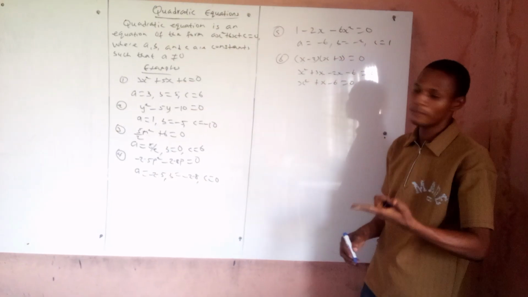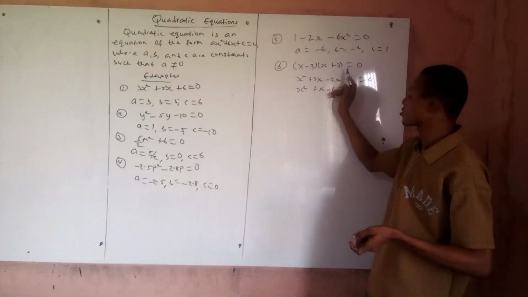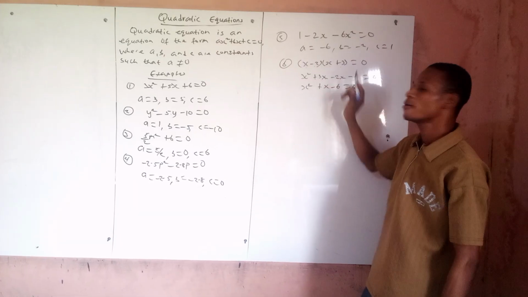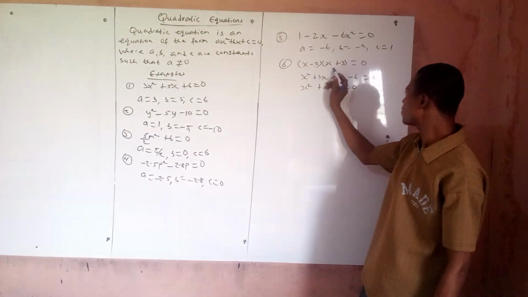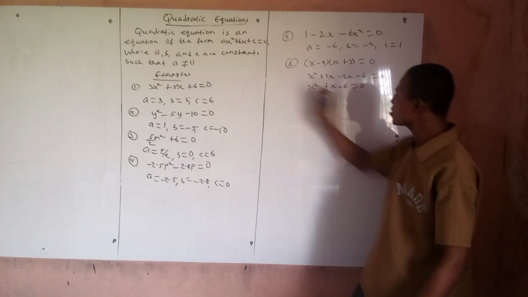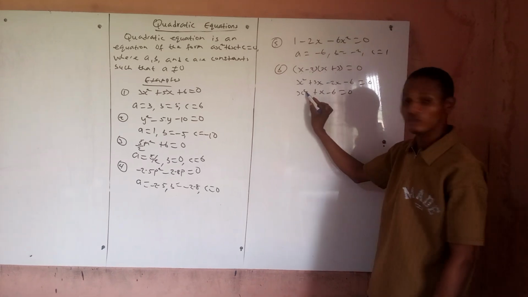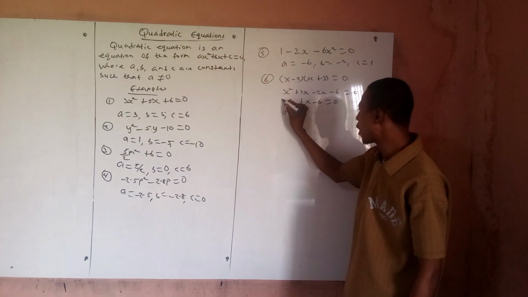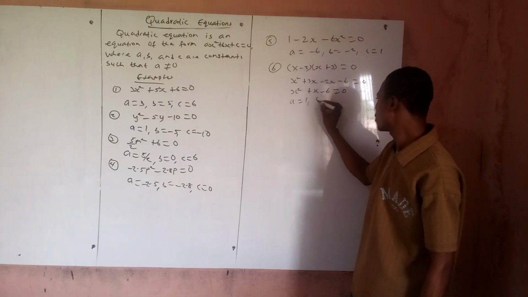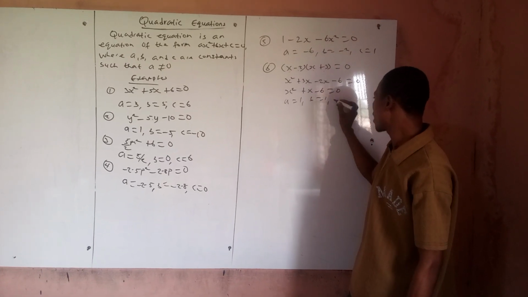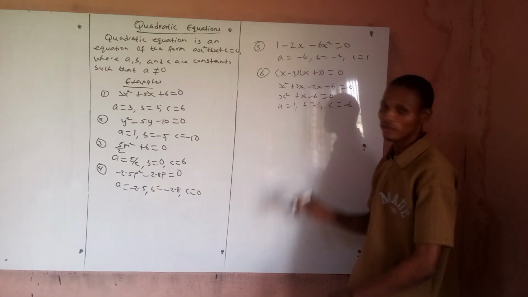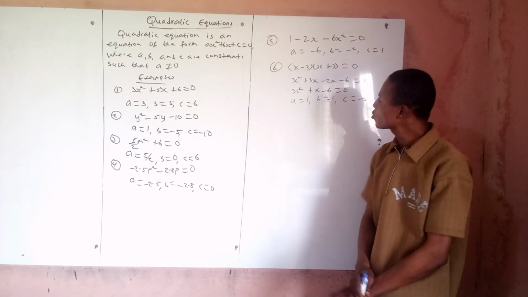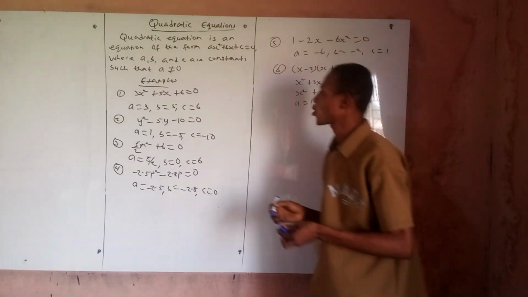So you can see this is a quadratic equation, but if you look at it in the bracket form, you may think it is not one. Once you open the brackets, you can see it is in the general form with a degree of 2. Our a, the coefficient of x squared, is 1. Our b, the coefficient of x, is 1. And our c is minus 6.